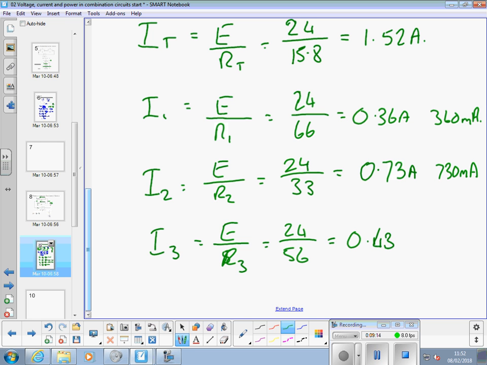We all do them then. And the check is all add up to approximately 1.5 amps. Yeah, Kirchhoff's current law, which we will formalize after.